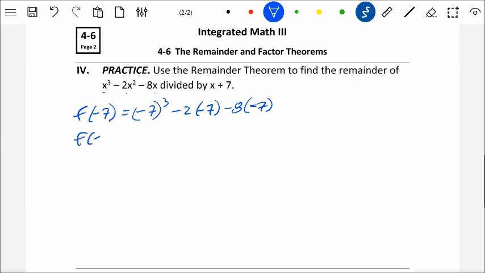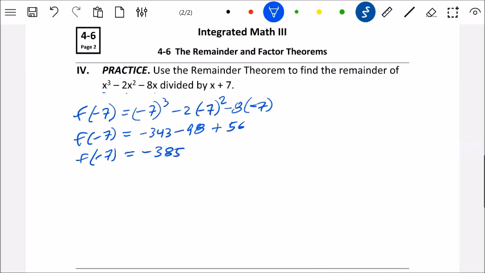So that gives us, well, let's find something I'm not using. -7 to the third power is -343. And this is negative, oh, I forgot to put the squared there. That's 49 times 2, but it's -2, so it's -98. And these two negatives make it plus 56. So the function at -7 results in -385.